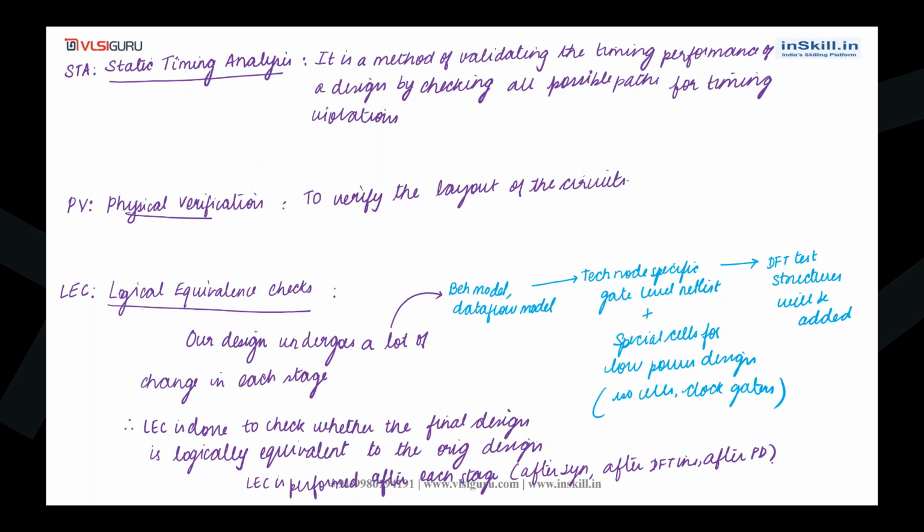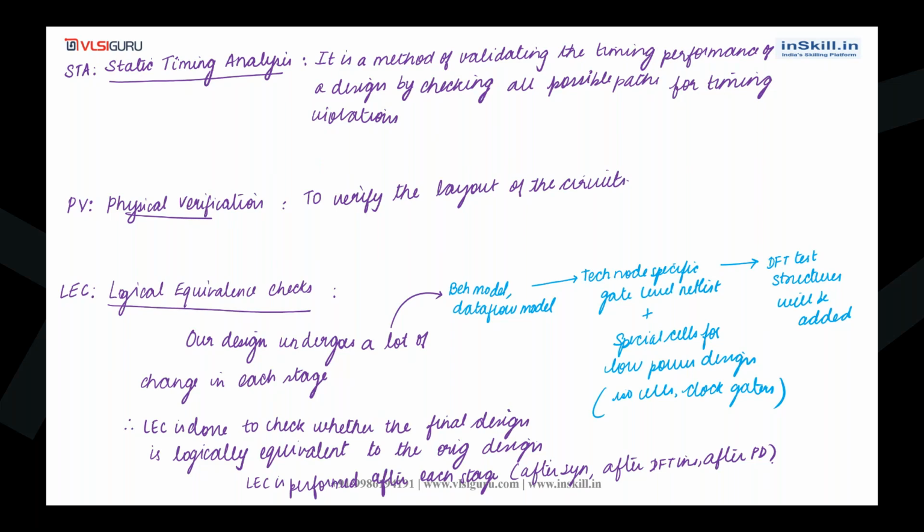Our design undergoes a lot of changes in each stage, as we saw in the previous slide. First we had the behavioral model and data flow level model, which got converted into a technology node specific gate level netlist. If you're going for low power design, then special cells like isolation cells and clock gators will be added. And then DFT test structures will also be added. The DFT team will be adding their own test structures.